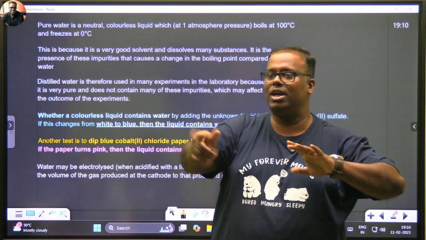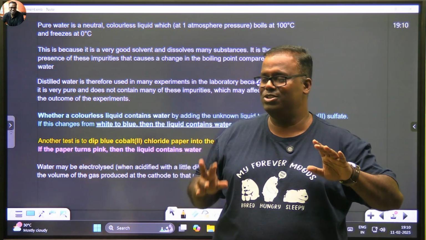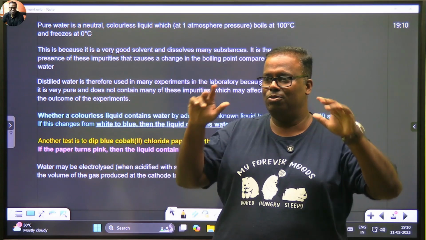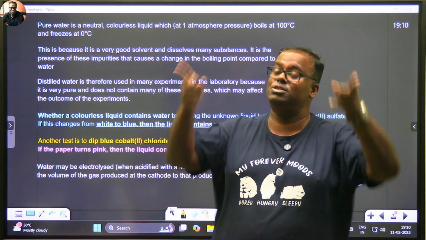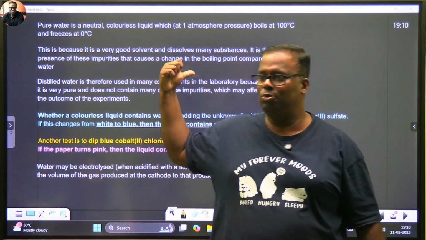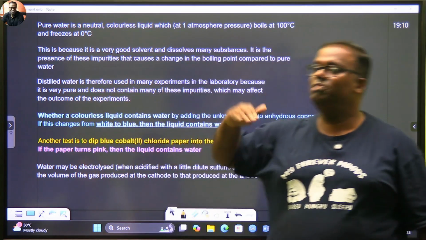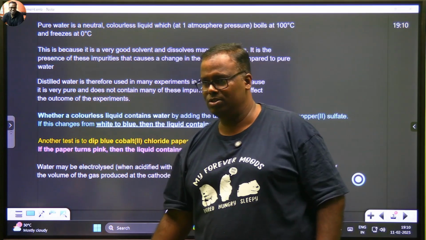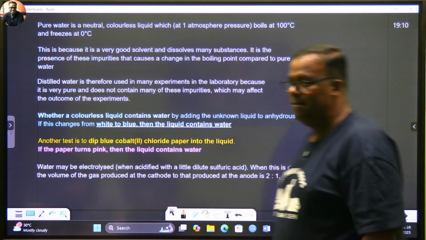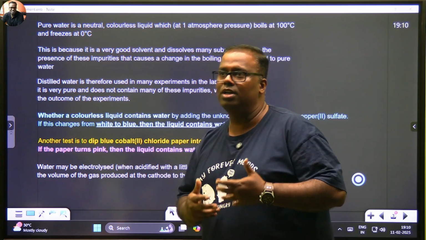The moment you add salt, you will see that the boiling of the water immediately stops. Means now the boiling point has been raised further. So whenever you put impurities, the boiling point will also go up, the freezing point will also go down. Have you understood? The freezing point will also go down. So what is the solution for it?